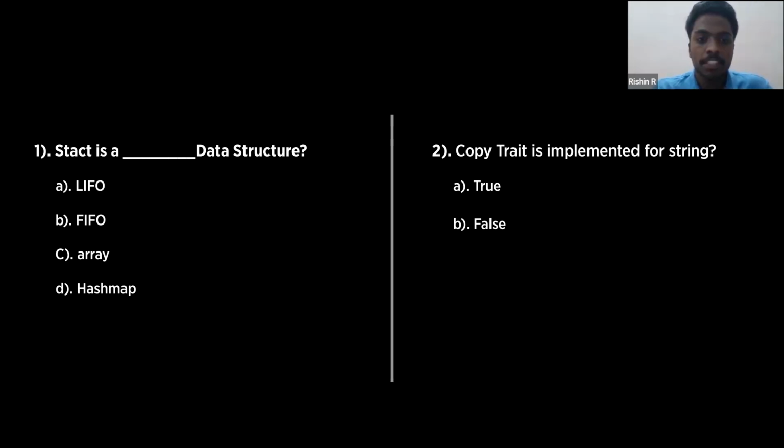Yeah, so the first question was, stack is a dash data structure, and the answer is LIFO. State whether true or false, copy trait is implemented for String. The answer was false. That means copy trait is not implemented for String. That's what I was trying to convey, that copy trait is only implemented for those data structures whose size is known at compile time.